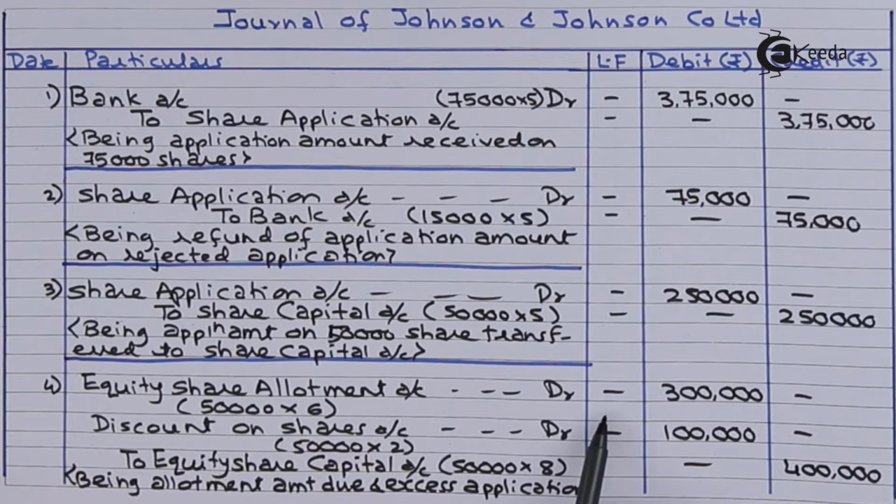Equity share allotment account debit 50,000 multiplied by 6, amount is 3 lakhs. Discount on shares account debit, this discount is a loss for the company. 50,000 multiplied by 2, that comes to 1 lakh. To equity share capital account, 50,000 multiplied by 8, 4 lakhs. That is being allotment amount due after adjusting discount.